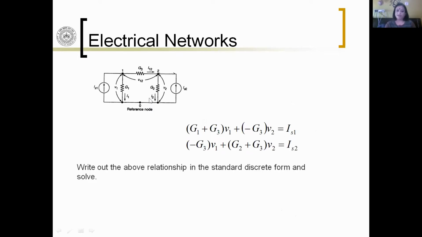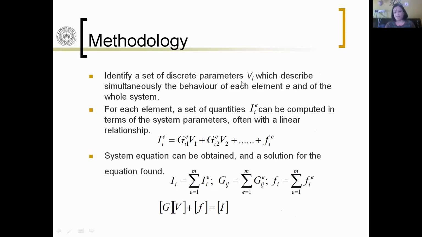So there are certain global quantities. So firstly, you have to identify that. Identify a set of discrete parameters Vi, which describe simultaneously the behavior of each element E and of the whole system. Vj does not change when you consider the elemental V or when you consider the global circuit.